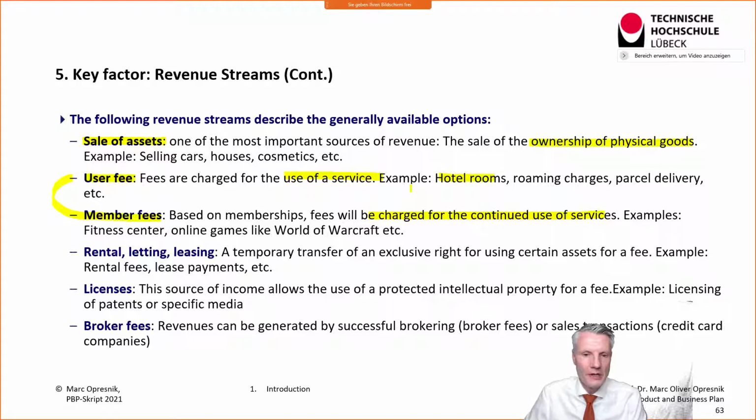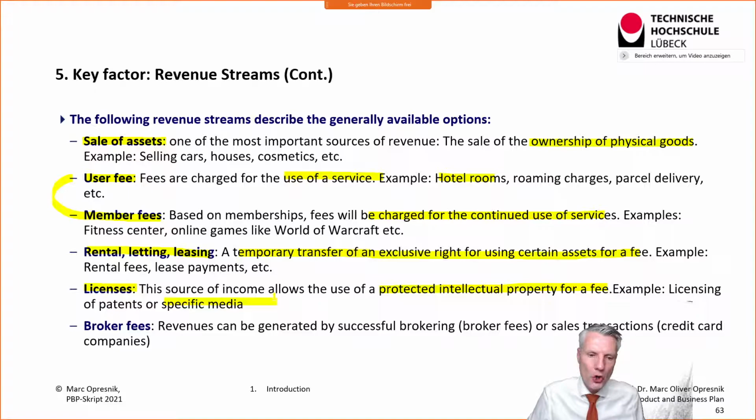So also that can be business models. Rental, letting, leasing, contemporary and temporary transfer of an exclusive right for using certain assets for a fee. Rental fees, for example. Then licenses. The source of income allows the use of a protected intellectual property. For example, using specific media, a patent, a logo.